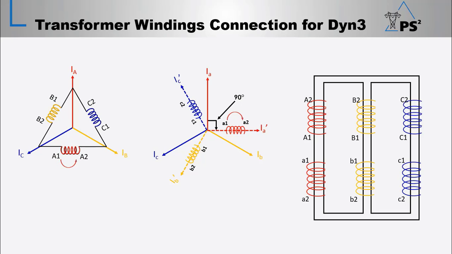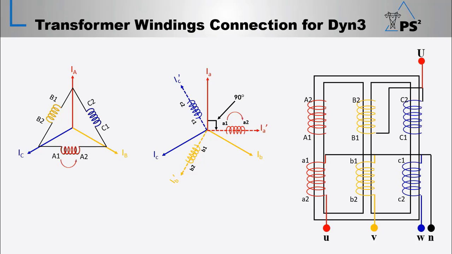It's time to connect the transformer windings in order to get the DYN3 vector group. For the secondary side, A1, B1, C1 will be connected together, and A2, B2, C2 will be connected to the transformer bushings. For the primary delta side, B1 is connected to C2, then connected to the R phase bushing. C1 with A2 connected to Y phase bushing. A1 with B2 connected to phase B bushing.